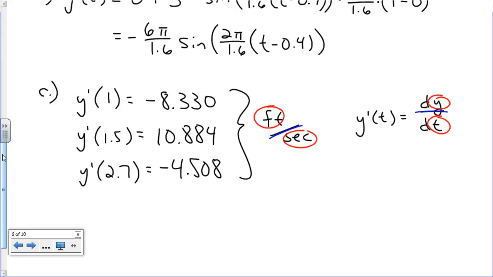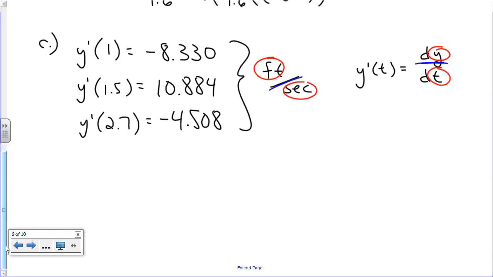So that really tells us the units there if I go back to that fractional form to represent my derivative. All right. Look at D. D says that t equals 2.7 seconds, is the mass moving up or down, and justify your answer. Well, for part D then, I can see that y prime at 2.7 from my previous work was negative 4.508. So because the derivative there is negative, that tells me my function must be decreasing.